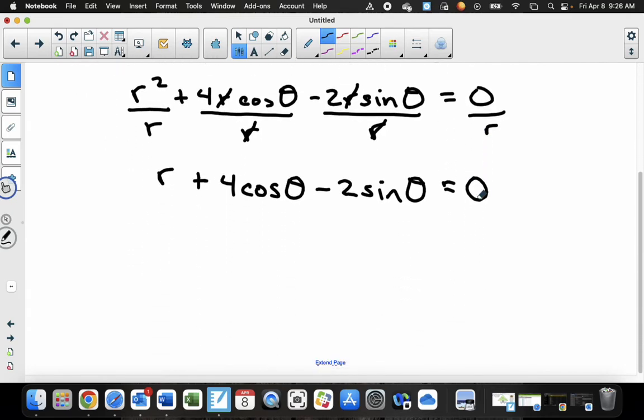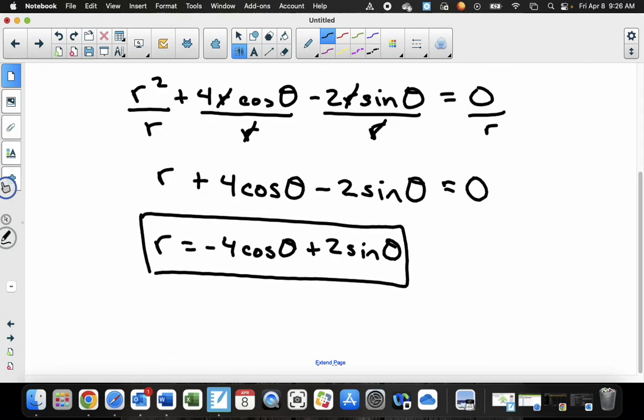And now the only thing left to do, we want to end up in r equals form. Take the two terms that don't have r in them and move them to the other side. So ultimately you get r equal to negative 4 cosine theta plus 2 sine theta. And there's your equation in polar form. Like I said, anytime you end up with something that has r squareds and r's, you can always divide out an r to help yourself out a little bit. Okay?